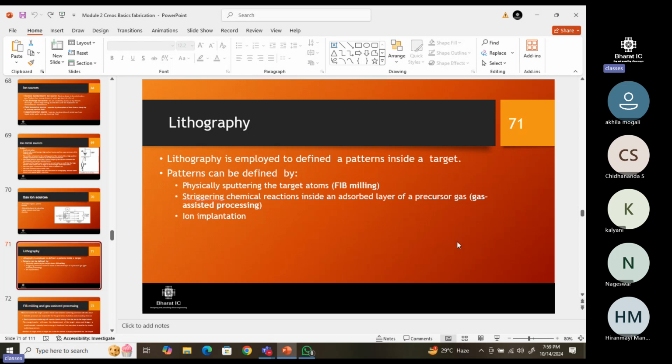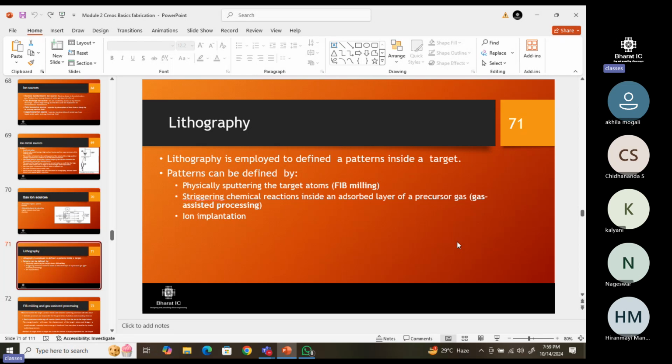Lithography is employed to define a pattern inside a target. The pattern can be defined by physically sputtering the target. Lithography, you all know, is the technique to put a pattern over a target, if the target is our wafer. The pattern can be defined by ion implantation, chemical reaction, or physical sputtering.